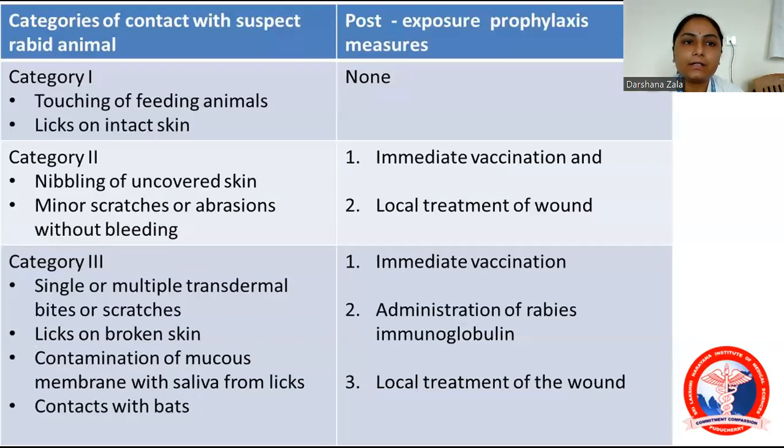These are the categories, depending upon the wound injury. For example, if there is only touching of the feeding animal or licks on intact skin, it is labeled as category 1, in which we don't require any kind of post-exposure prophylaxis management.